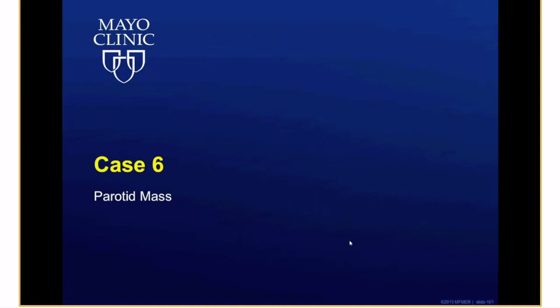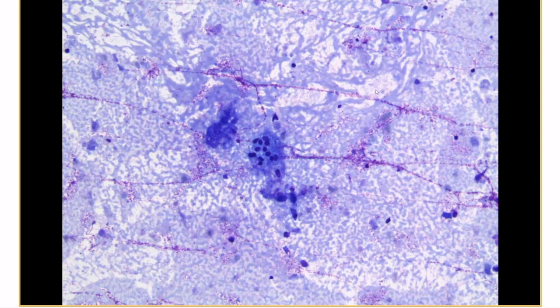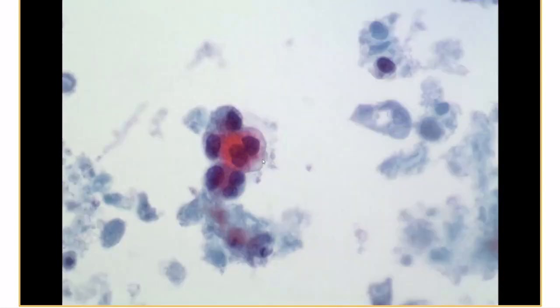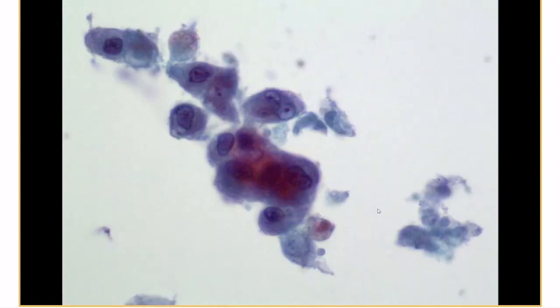We are now moving on to our sixth case, and we have another parotid mass. In this lesion, we have a ton of mucin in the background, this tigroid-looking mucin in the Diff-Quik, with some somewhat bland-looking cells. And on this Papanicolaou stain, you can see the cells have a higher degree of cytologic atypia, and you have frank necrosis in the background, more cytologic atypia. So now we're pretty sure we are dealing with a malignancy and more necrosis.